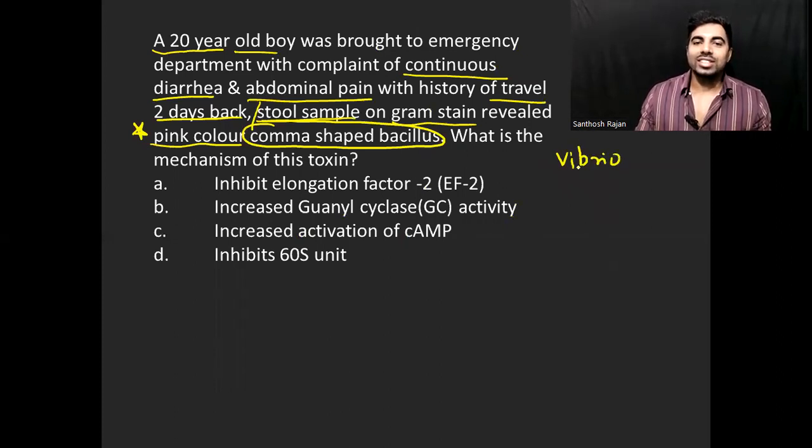But what, sir? See, they asked what is the mechanism of this toxin. So, what is the mechanism of Vibrio cholerae toxin? That's what they asked. So now we have to find out what the mechanism is. Okay, so now let's see.